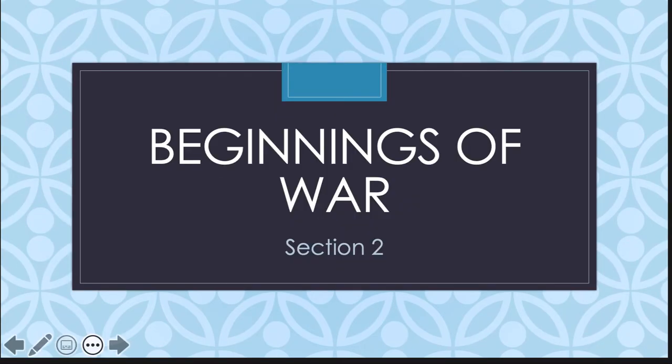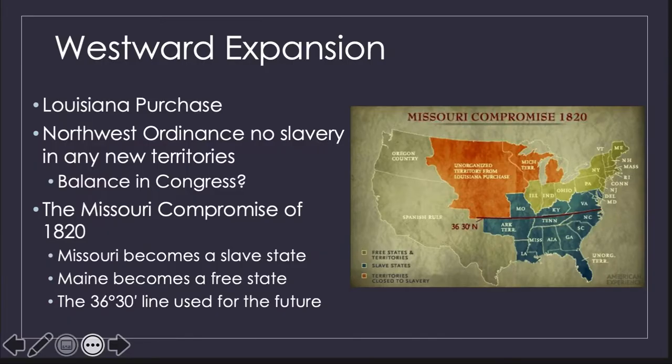Right, welcome to Section 2, The Beginnings of War for Unit 5. We are going to get into the beginning of the Civil War today. And as I mentioned last time, westward expansion becomes one of the major issues moving closer to the Civil War, because as we gain more land, it is a big question mark of what do we do with that land? Is it going to be free states or is it going to be slave states?